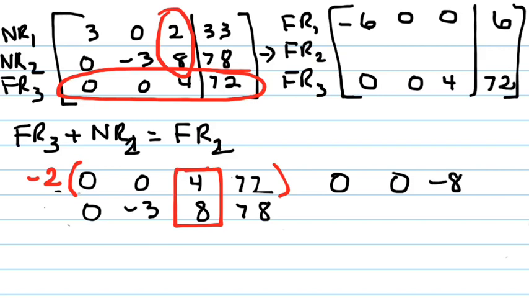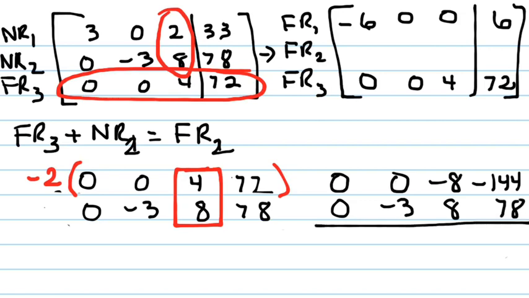Negative 2 times 72 is negative 144. Doesn't matter that the numbers get big, they'll get smaller soon. 0, negative 3, 8, 78. Okay? Now, let's combine them.